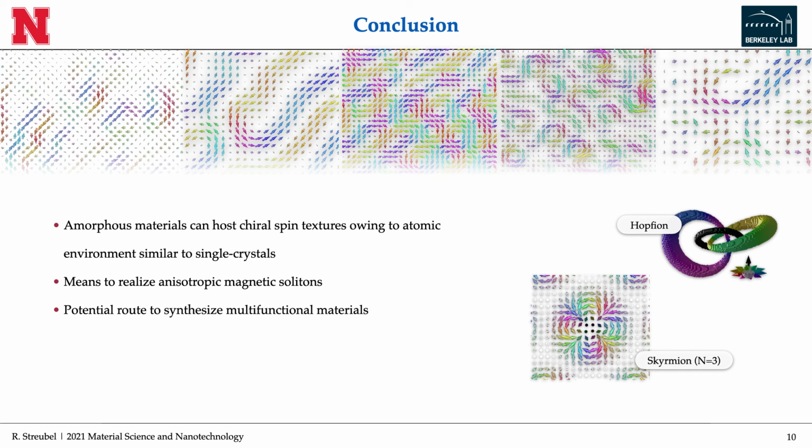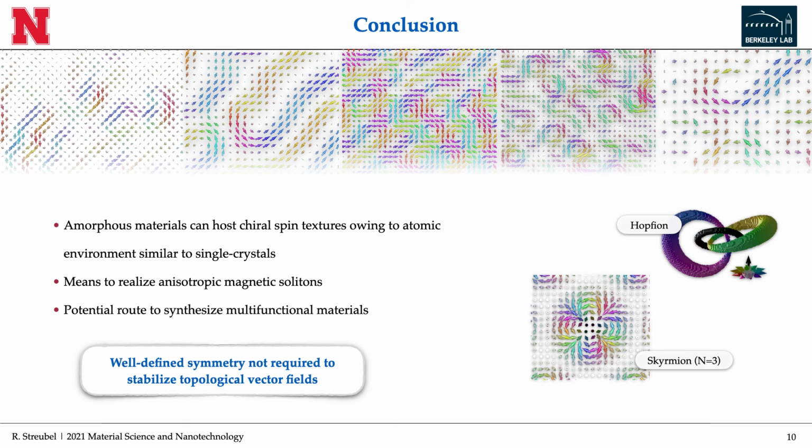So to conclude my talk, I showed you that amorphous materials are actually pretty interesting, not only from the perspective of phase change materials and all-optical switching, but also from the perspective of topological magnetism and chiral spin textures, as they allow to stabilize isotropic and anisotropic magnetic solitons owing to atomic environments which are very similar to single crystals. It could provide a route to synthesize multifunctional materials, and broadly they show that a well-defined symmetry is not required to stabilize topological vector fields.